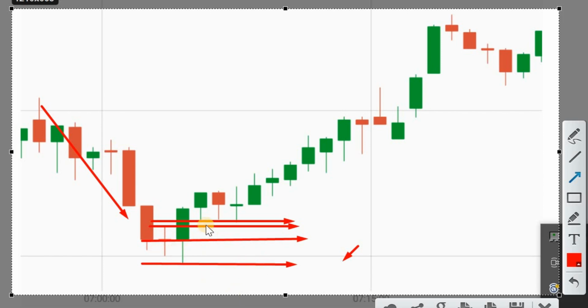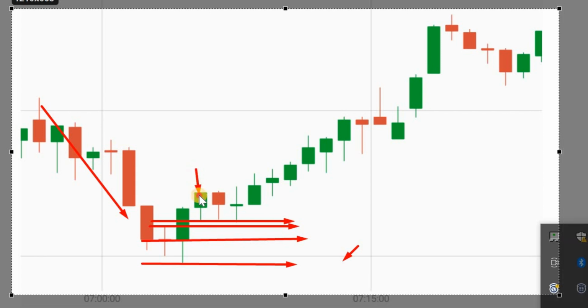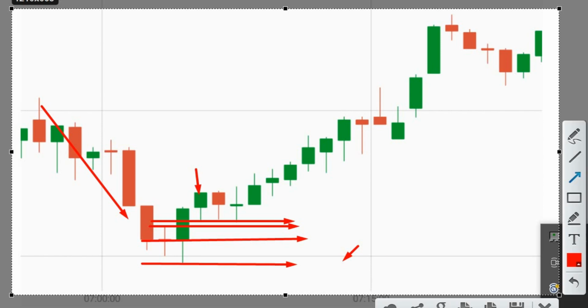So what we need now is a candlestick that will retest the reversal pattern and then goes up. So we got it with this candle. Now this is not our pattern we are looking for. This is just how to trade the reversal pattern.